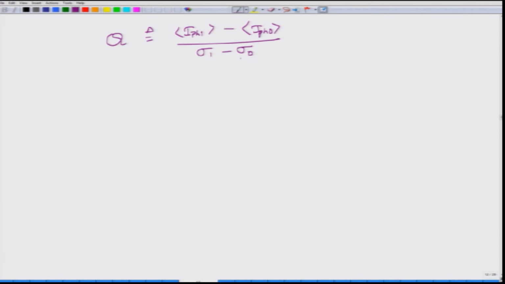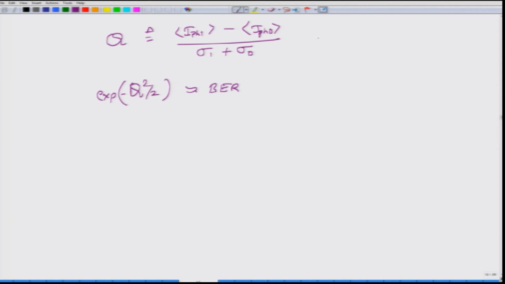So, you can define this Q factor, and the relationship between Q and BER is roughly that exponential of minus Q square by 2 is approximately the BER of the system. This is sigma 1 plus sigma 0, okay. So, this is not sigma 1 minus sigma 0, this is sigma 1 plus sigma 0.